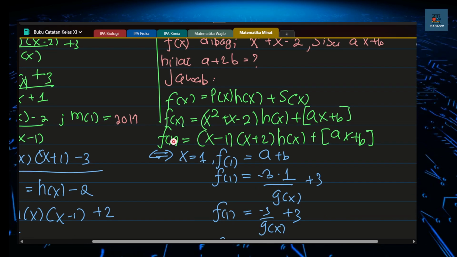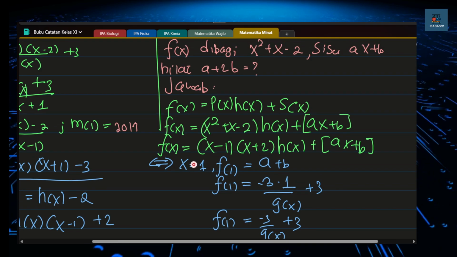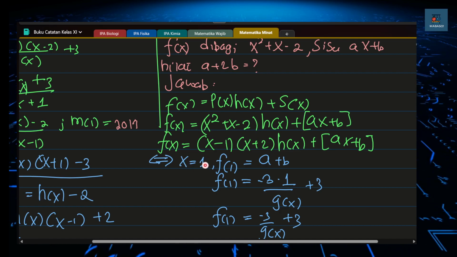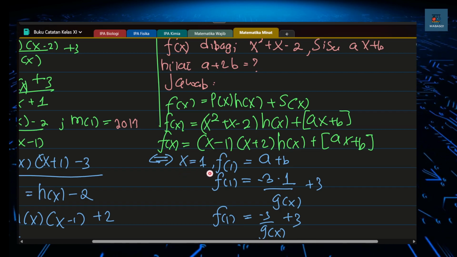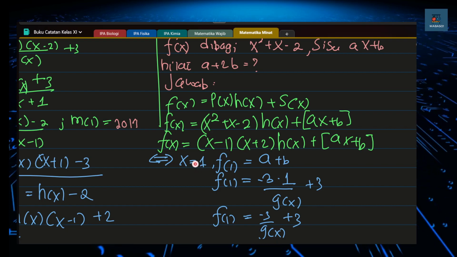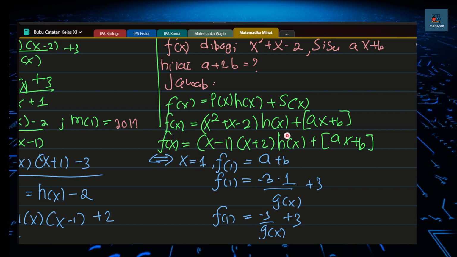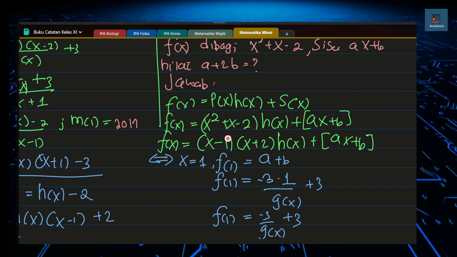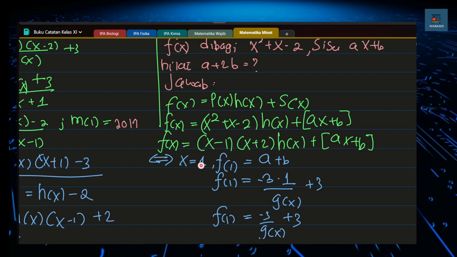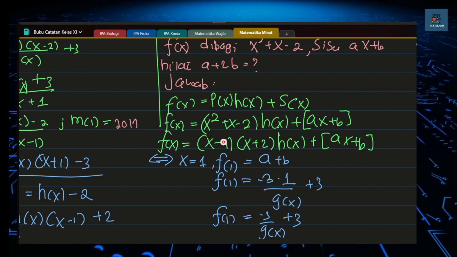We could insert any value of x, but for this particular case, I would choose x equal to 1. Why did I choose x equal to 1? Since if we insert it into this equation, this term would be 0, because if you put x equal to 1 here, this would be 0, and the rest of the term would be equal to 0.